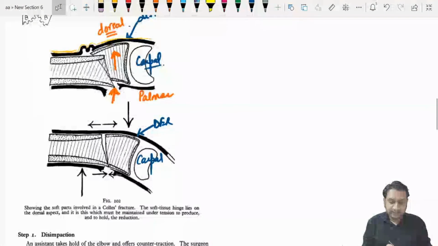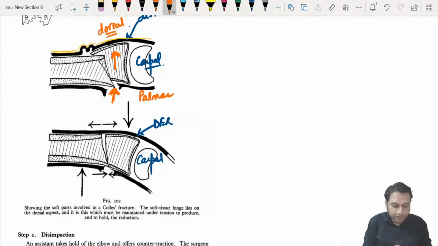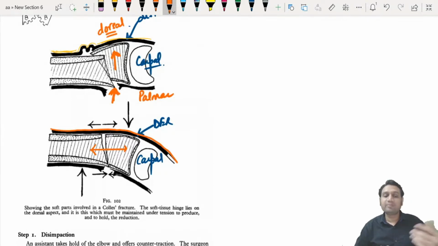So now you see, when we reduce it, we are using the dorsal envelope to keep the distal end of the radius in position. How will it be done? What will be the steps? I'll tell you the steps one by one, and why we give the plaster in a particular position. That will also become very, very clear to you now. Okay, so this is a base concept.